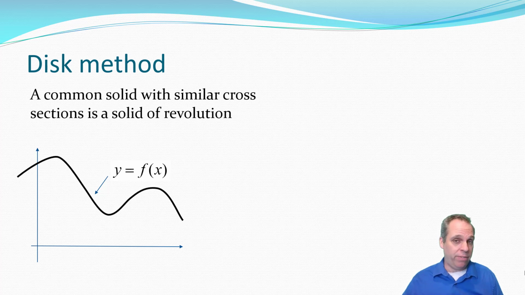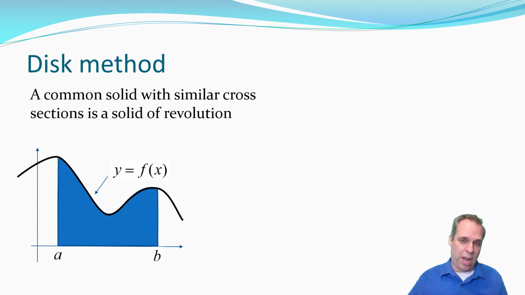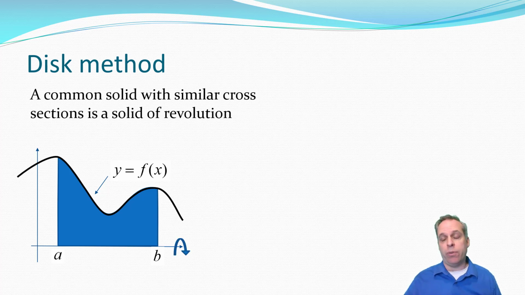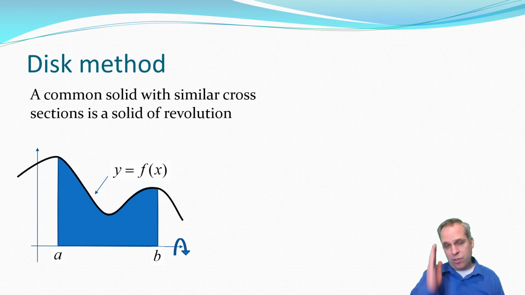We have some kind of function. In this case, pretend it's always above the x-axis for now. We call that function f of x, and look at the region between the graph and the x-axis. We're going to take that region defined over the interval from a to b, and we're going to revolve it around the x-axis. Now, when you do so, you should notice that if you take that solid and were to chop into it with a plane perpendicular to the x-axis, you always get circles.